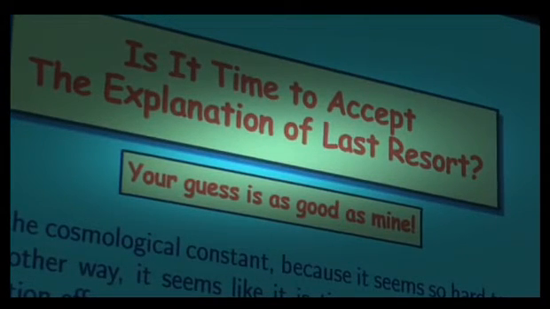So is it time to accept this, what I'm referring to as an explanation of last resort? Well, I would just like to say that your guess is as good as mine. I'm not going to try to tell you what you should believe. But for the cosmological constant, I would argue that it's certainly time to take this idea seriously, I think, just because we have had so much trouble finding any other explanation. So I would say it's hard to deny that as of now, the selection effect explanation is by far the most plausible explanation that is known for the very small vacuum energy that we have been observing.